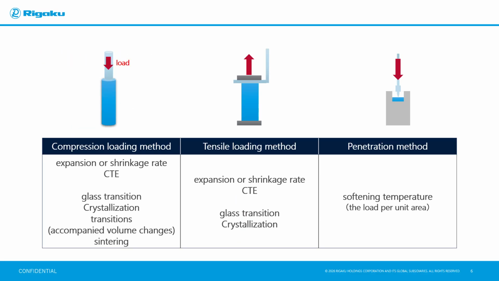The following table summarizes what can be measured with each attachment. The compression loading method and tensile loading method can determine the expansion, shrinkage, and coefficient of thermal expansion, or CTE, of the sample. Furthermore, it is possible to identify the expansion and contraction of the sample due to glass transition, crystallization, transitions involving volume changes, sintering, and other processes, as well as their temperature. By using the penetration method, we can calculate the load per unit area applied to the sample, and the softening temperature of the sample under these conditions can be measured.